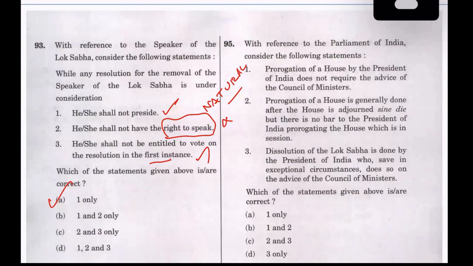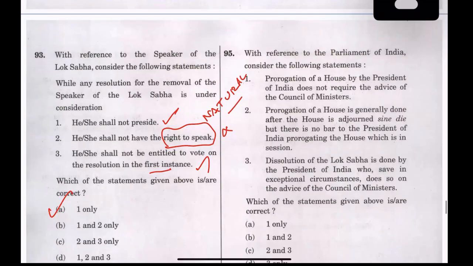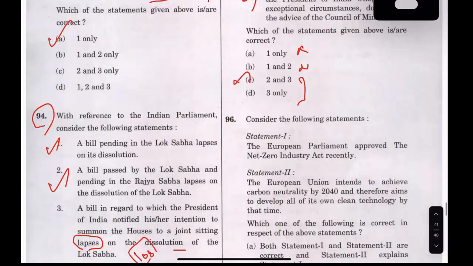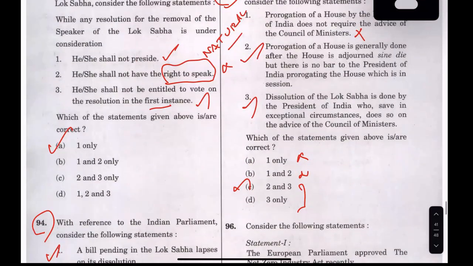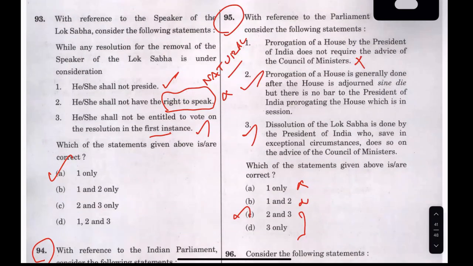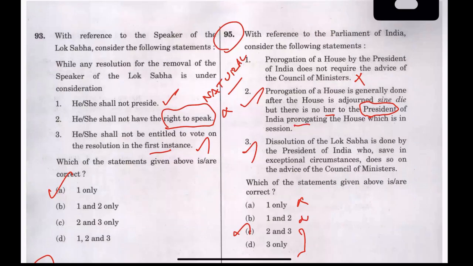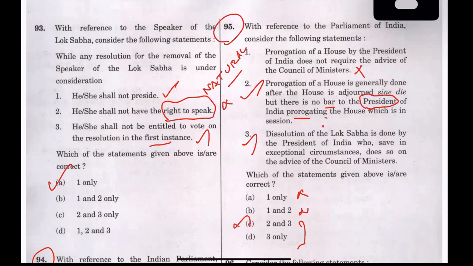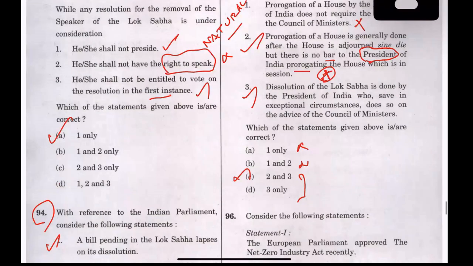So 1 and 2, this is a question that I should have taken. With reference to parliament, prorogation of the house by the president does not require the advice. See, this is not true. So 1 is not true, so 3 is automatically true. This is also true. I'm going to give this as a need. See, these are questions, if we make a mistake, we will regret it a lot. So these questions should have been taken. Prorogation is generally done after the house is adjourned, but there is no bar for the president. See, the president is the person who is responsible for proroguing the house. At adjournment it is the speaker, but this and all should have been taken.